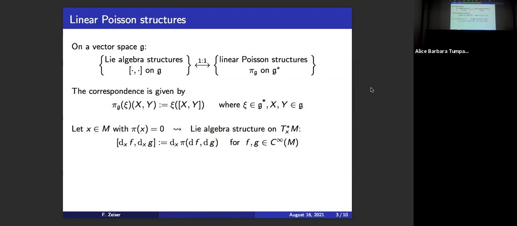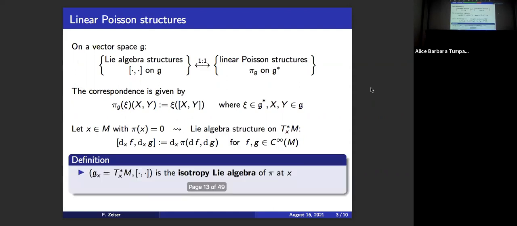So for two functions f and g, we can form any cotangent vector by taking the differential of arbitrary functions, and then the Lie bracket is given by this formula. If you want to think of it in terms of Lie algebroids, maybe it's just the anchor map of the isotropy Lie algebra of the corresponding Lie algebroid associated to the Poisson structure. And this Lie algebra structure is called the isotropy Lie algebra, correspondingly, of the Poisson structure at this point.